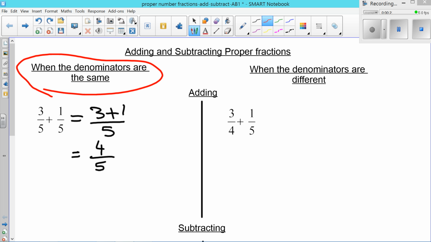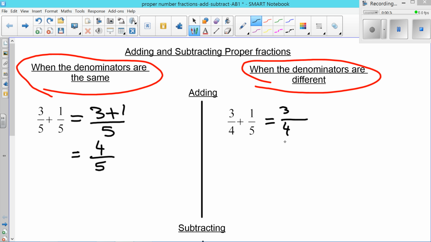When we add fractions with different denominators, what we have to do is create equivalent fractions with the same denominator. To do that, I start with my 3/4 and I need to find a number that's a common multiple of the two denominators, preferably the lowest common multiple. To do that, I multiply the 4 by the 5, and to create the equivalent fractions, whatever I do to the denominator I have to do to the numerator.